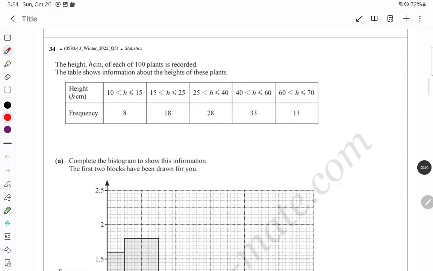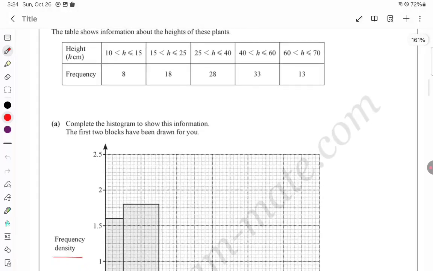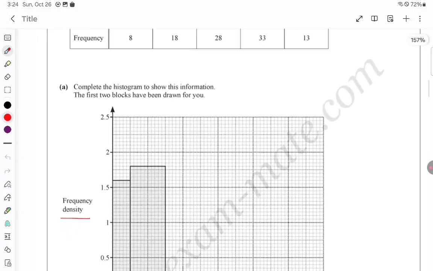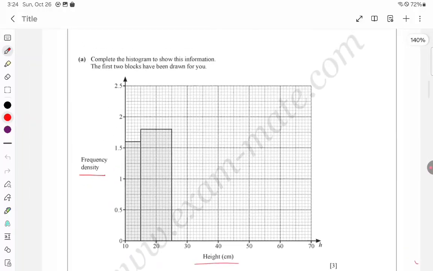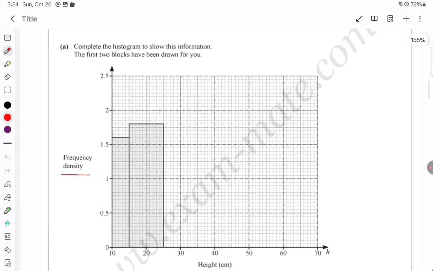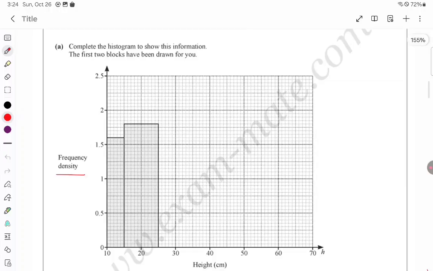So in question 34, the height in cm of each of the plants is recorded. The table shows information about the heights of these plants. So the frequency is given and the range of height is also given. In part A, we have to complete the histogram, and the frequency density is already given for two of the blocks.